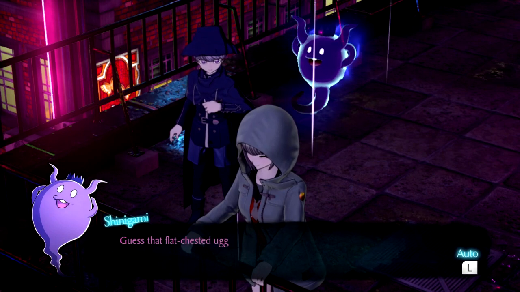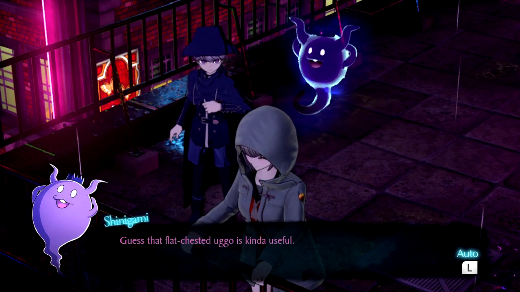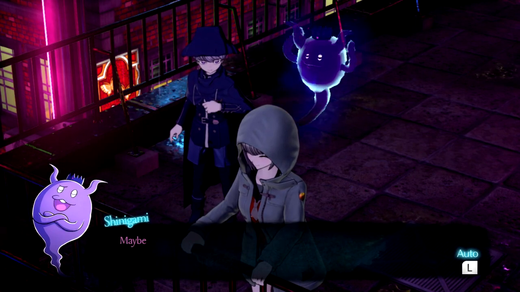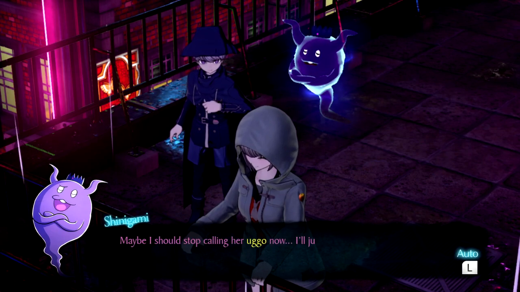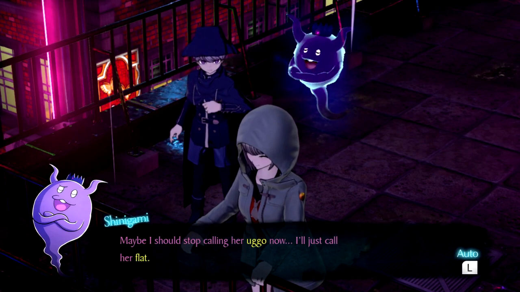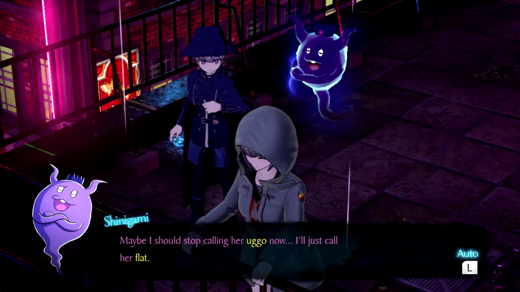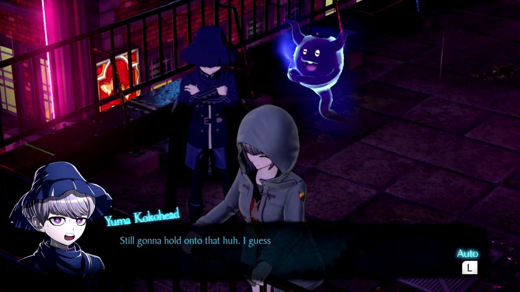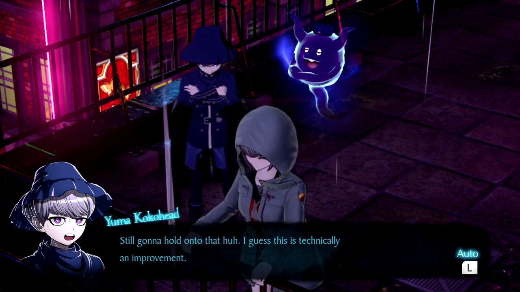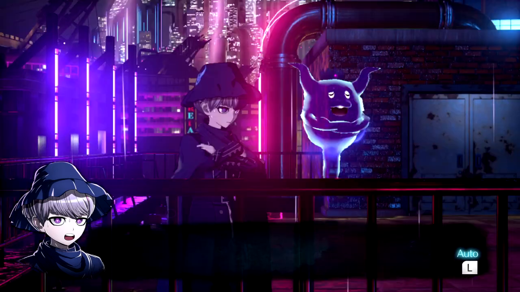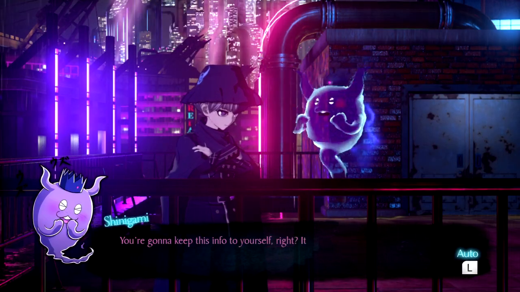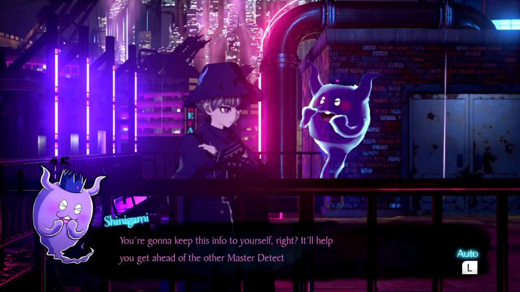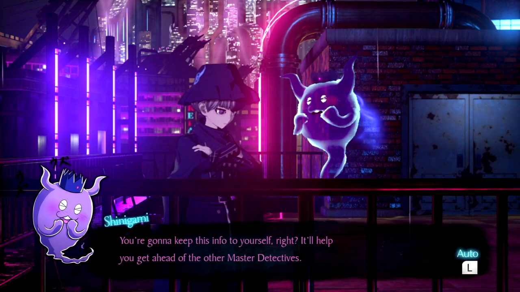Guess that flat-chested ugly girl is kinda useful. She's not flat-chested. Maybe I should stop calling her Uggo now. I'll just call her Flat. Still gonna hold on to that, huh? I guess this is technically an improvement. You're gonna keep this info to yourself, right? It'll help you get ahead of the other master detectives.